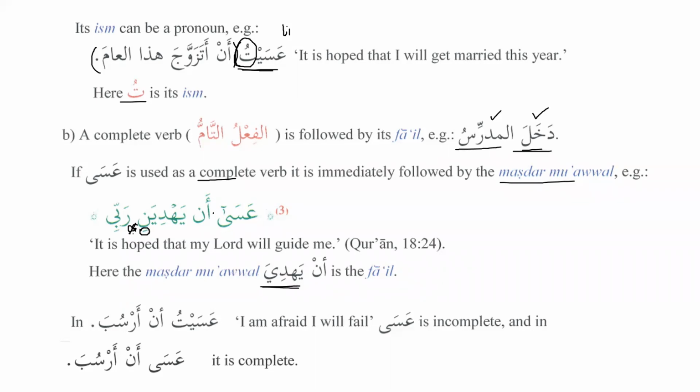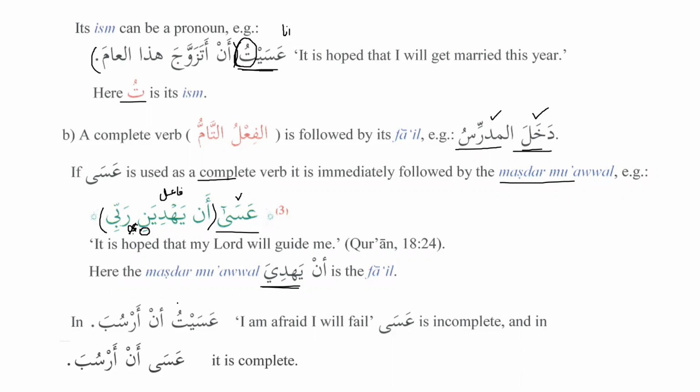So here, because after asa we don't have a noun, that's why we will say that this is complete asa. Here it is the verb, and this is the doer of the action, or this is the fa'il. We know that al-masdar al-muawwal can be a fa'il as well. Again, we can see one more example. Asaitu an arsuba, I am afraid I will fail. Asa is incomplete, and in asa an arsuba, it is complete.